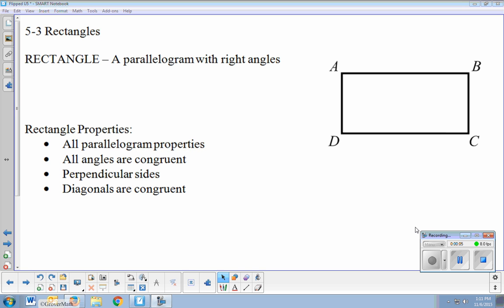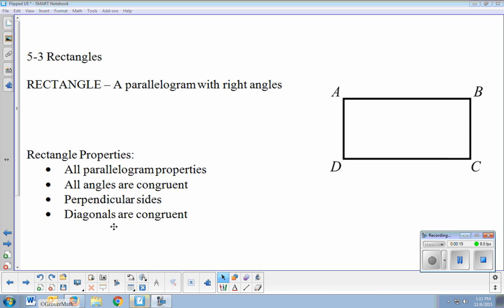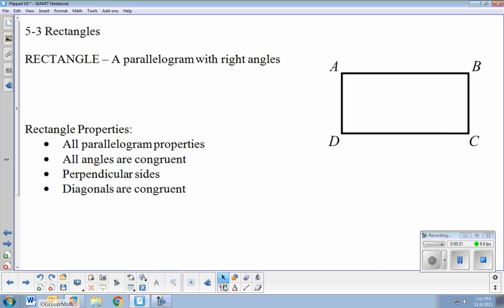So the first video in this series is about a trapezoid, and trapezoids have at least one pair of parallel sides, and then the last video was on parallelograms, which have exactly two pairs of opposite sides parallel. A rectangle is a parallelogram, and so that means that it has both pairs of opposite sides parallel. And it also has all the properties of a parallelogram.